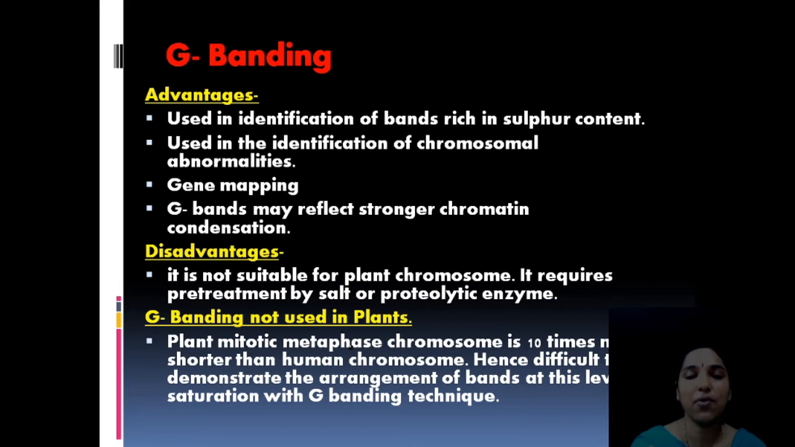Mainly, one important disadvantage is that it is not suitable for plant chromosomes because it requires pre-treatment by salt or proteolytic enzyme. Why is it not used in plants? Because plant mitotic metaphase chromosomes are 10 times shorter than human chromosomes. Clear? So it is difficult to demonstrate the arrangement of bands at this level. The size is very small compared to the human chromosome, so its use in plant chromosomes is very less. So that is what G banding is, how it is done, and what the advantages and disadvantages are.